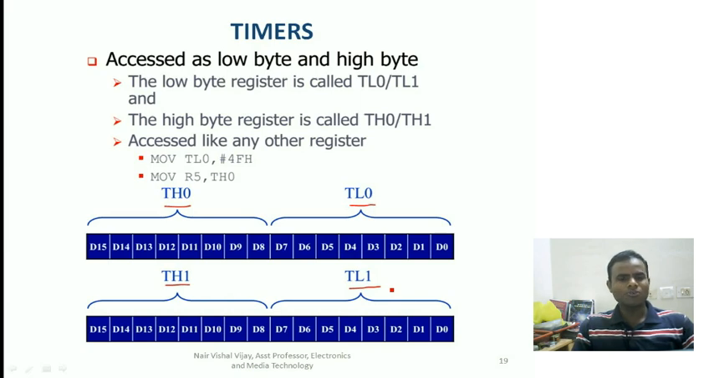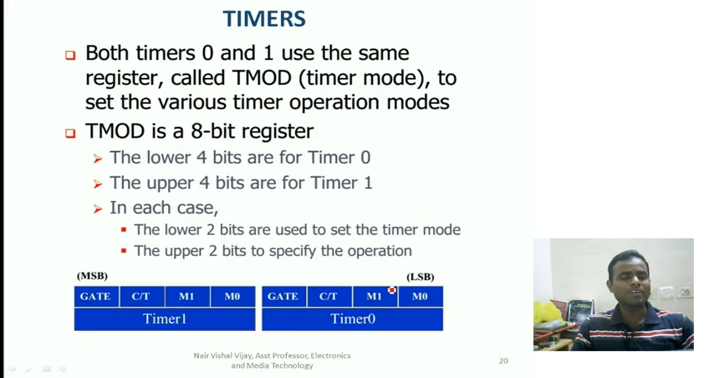Now let's see how we can configure these timers. As we know, to configure any operation in the 8051, we have special function registers, and the special function registers to configure your timer are called TMOD and TCON. So let's see what the TMOD register is first of all. TMOD is the timer mode register. It is an 8-bit register used to set the mode of the timer that you are going to use.